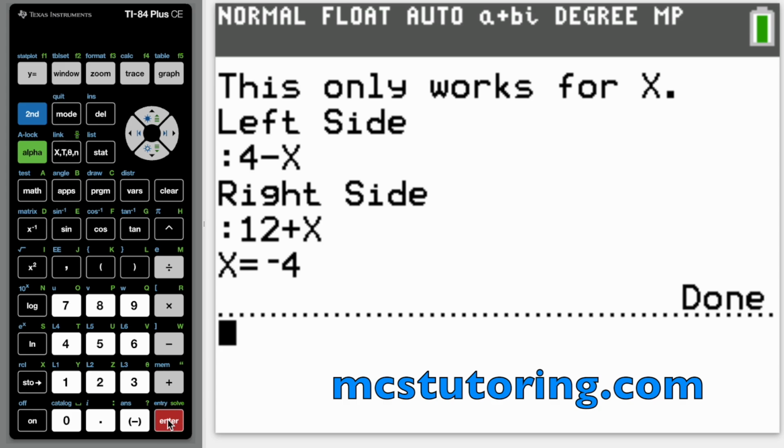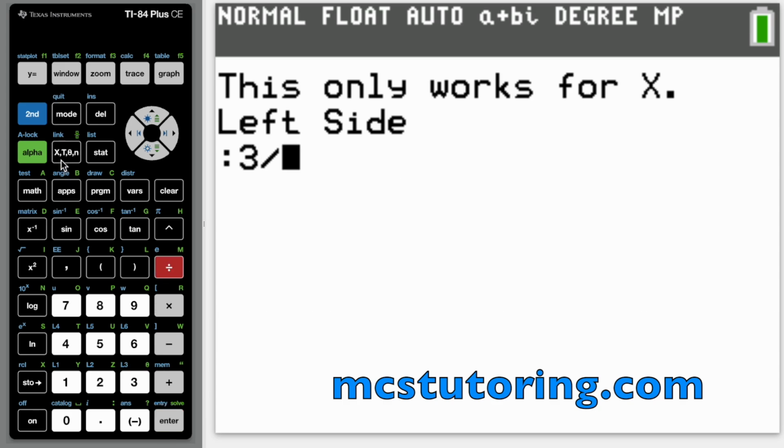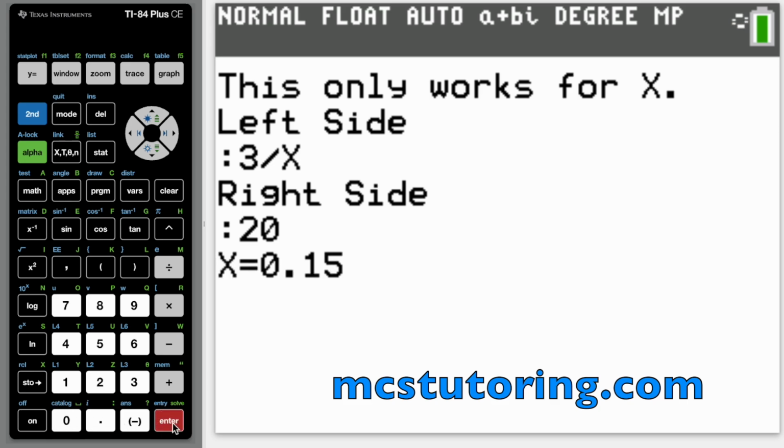Now let's move to a fractional expression. Let's do 3 divided by x on the left-hand side, and then 20 on the right-hand side. Again, the right answer. So let's do one a little more complicated.